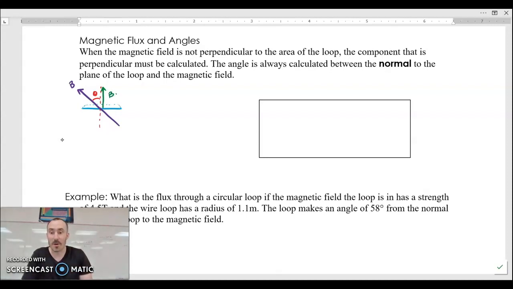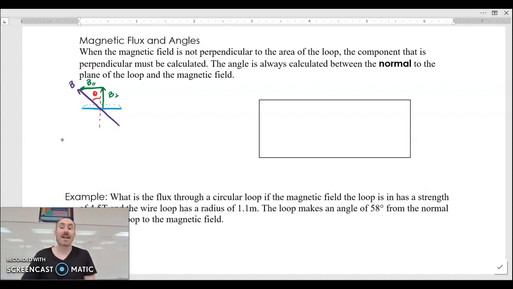We can call that B perpendicular. It's perpendicular to the loop. If you're talking about its direction with reference to the normal line, that would be B parallel, right? But the naming of it actually doesn't matter in this case, as long as you understand how this is working. So here is the parallel component, B parallel, and we want the component of the field that is along the normal line, right? That's perpendicular to the area, to the plane of the loop. So we want B perpendicular.